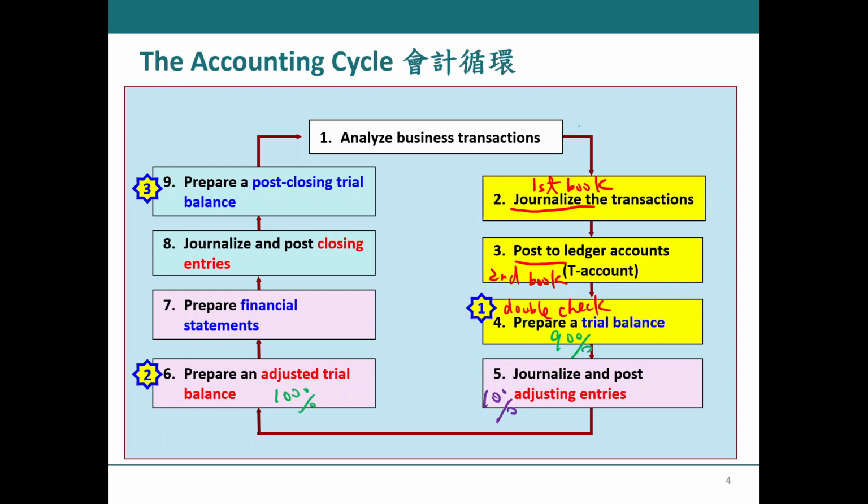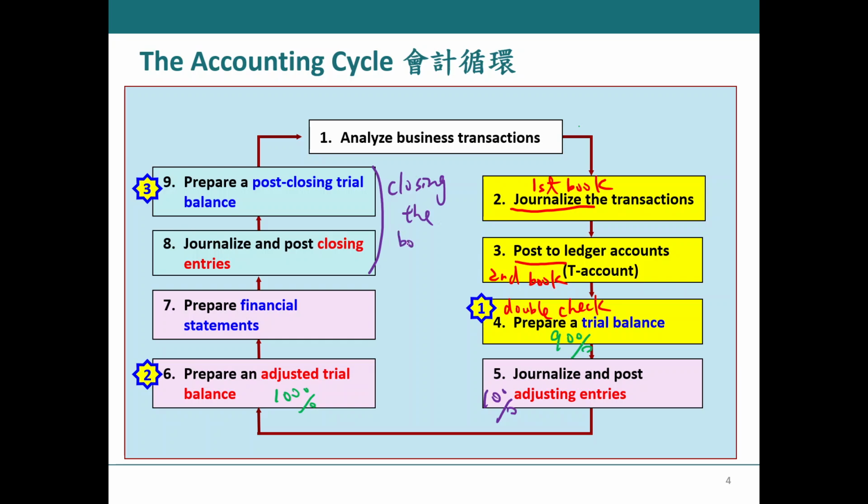Then we use 100% of the data to do what? Our accounting purpose, to produce our accounting products, right? So we prepare 4 financial statements, okay? So far, from chapter 1 to chapter 3, we've done so many processes, right? Okay, so today, in chapter 4, we try to finish the last step. The last step we have is closing the book. So that's our last step, closing the book.